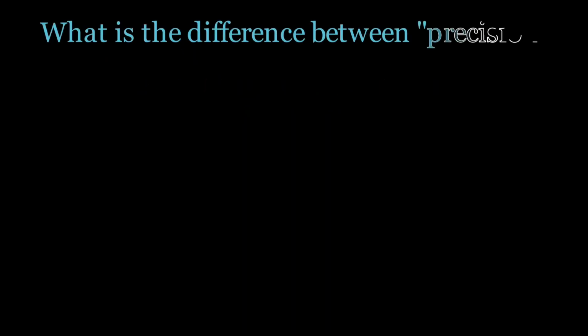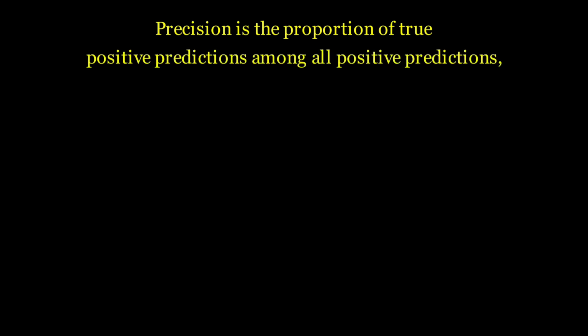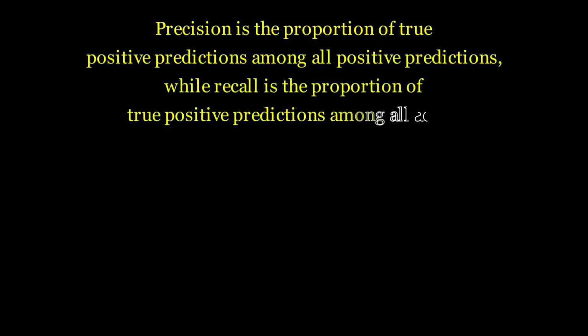What is the difference between precision and recall in model evaluation? Precision is the proportion of true positive predictions among all positive predictions, while recall is the proportion of true positive predictions among all actual positives.